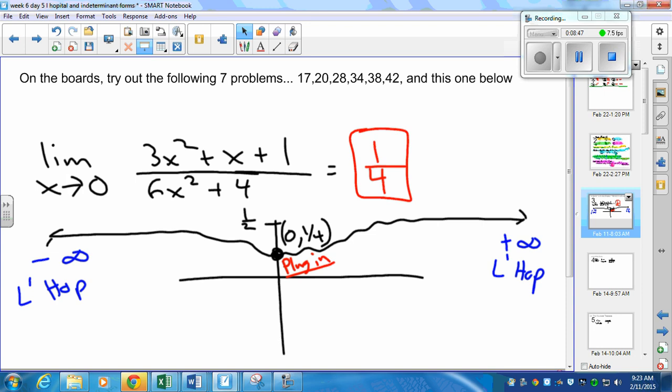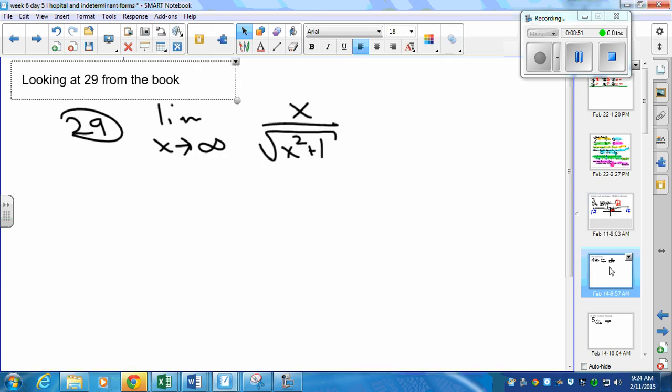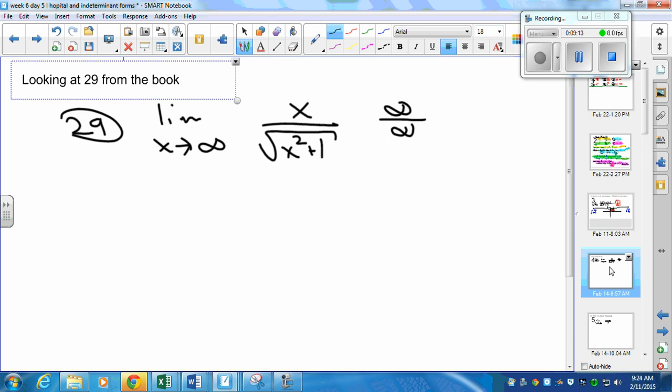All right. You guys did those 7. I want to do a couple more with you guys. So I want to look at number 29 from the book. I want to look at this one to see how we can work through this process. Okay, first step, you want to plug in and you want to check and see if it's indeterminate. So if I plug in here, I get infinity over infinity squared, infinity. So that's indeterminate. So we can do L'Hopital.